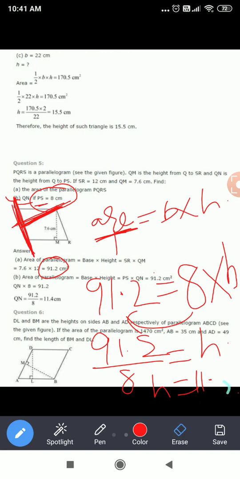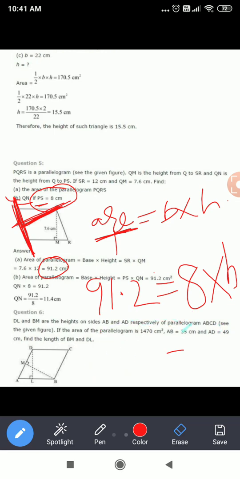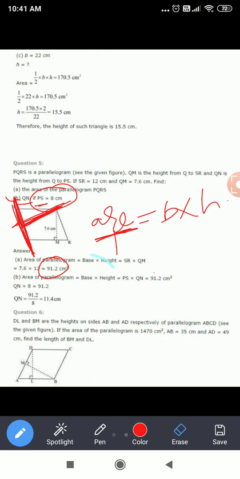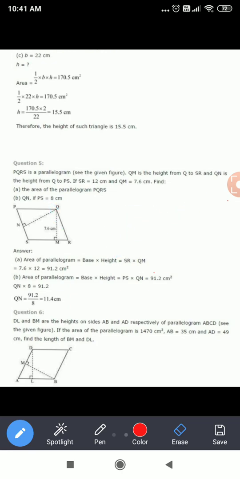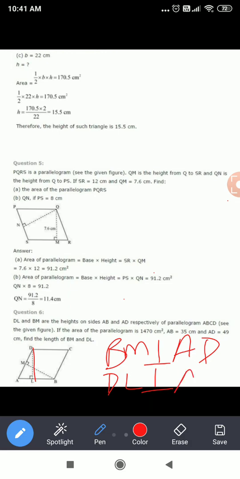So, this was our question number 5. In this way, we have to proceed in question number 5. Clear? Now, moving towards question number 6. In question number 6, we have again two heights. One is BM, the height on AD. And DL is the height on AB. So for DL, AB is the base. For BM, AD is the base.